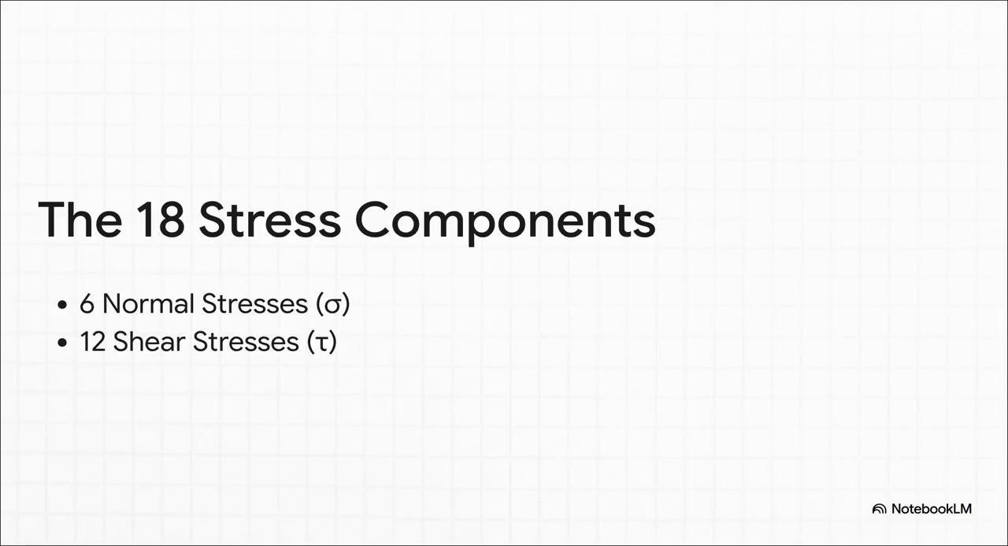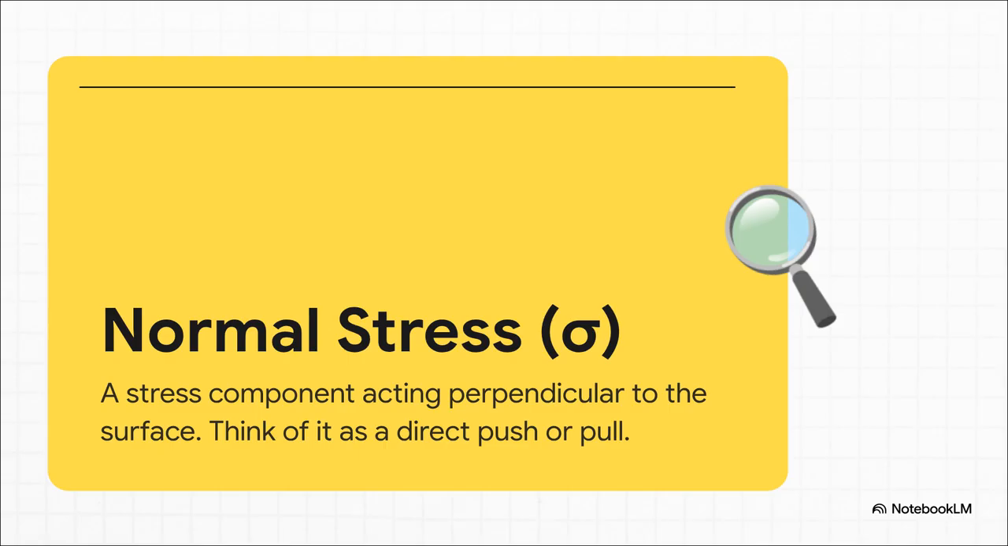It turns out all 18 of these components fall into 2 main families. We've got 6 what we call normal stresses. Think of these as direct pushes and pulls. And then we have 12 shear stresses, which are more like slicing or sliding forces. All right, let's tackle the normal stresses first. We use the Greek letter sigma for these. These are the forces that act perpendicular, or normal, to each face of our little cube. So you've got one for the front and back, one for the top and bottom, and one for the left and right sides. That's 3 pairs, which gives us our 6 normal stress components.